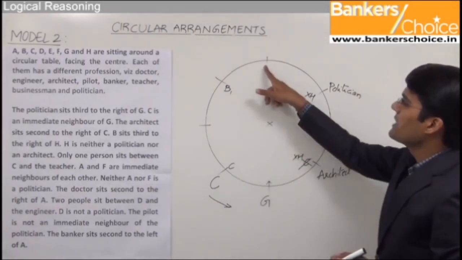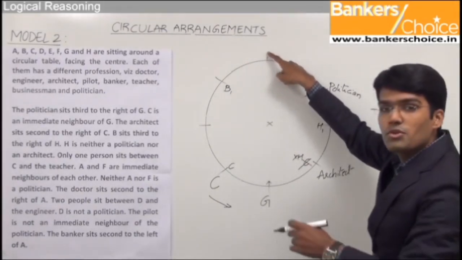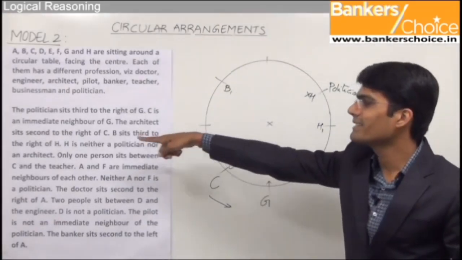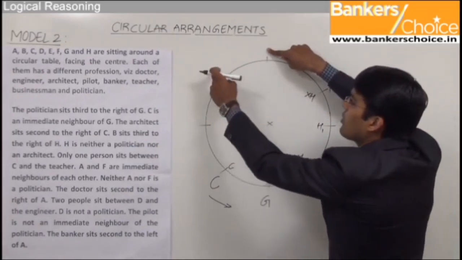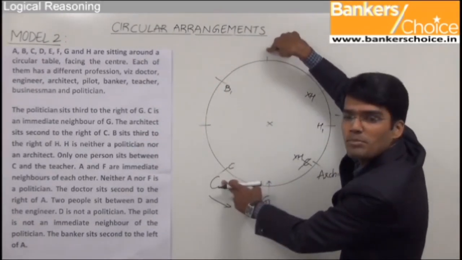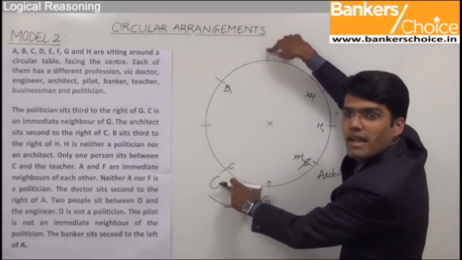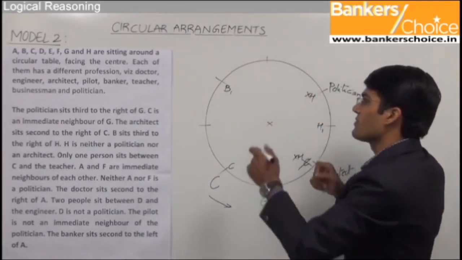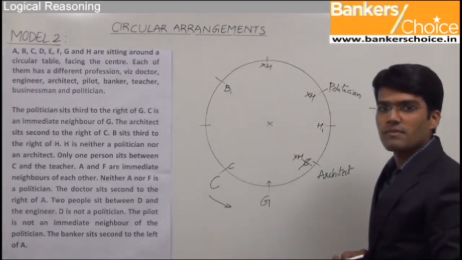The second possibility for H is this position. But if H comes here, B should be coming 3 places to the right of H, since we know that B sits third to the right of H. So assuming that H comes in this place, we can say that 1, 2 and 3, this place should be occupied by B. But since it is already occupied by C, B cannot come here. And if B cannot come here, H cannot come in this position. So now we can say that H cannot take the given position.